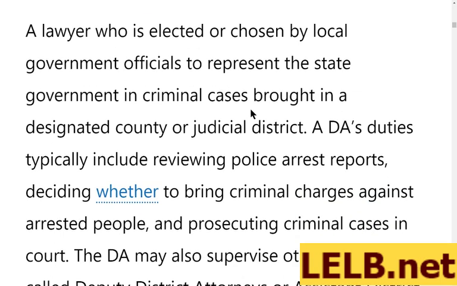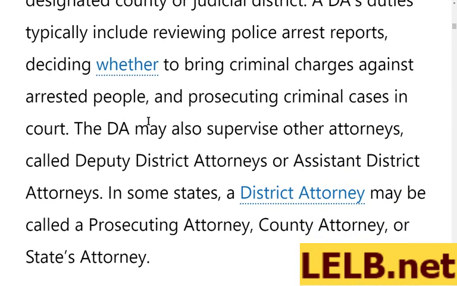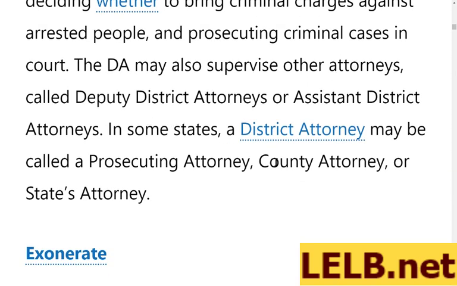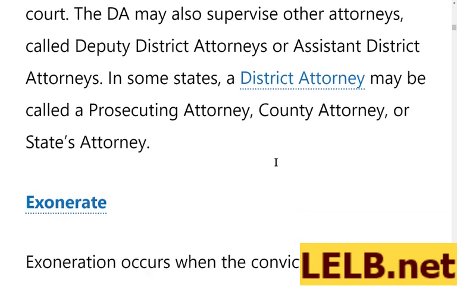A district attorney, DA for short, has duties that typically include reviewing police arrest reports, deciding whether to bring criminal charges against arrested people, or prosecuting criminal cases in court. The DA may also supervise other attorneys called Deputy District Attorney or Assistant District Attorney. In some states, a district attorney may be called a prosecuting attorney, a country attorney, or state's attorney.